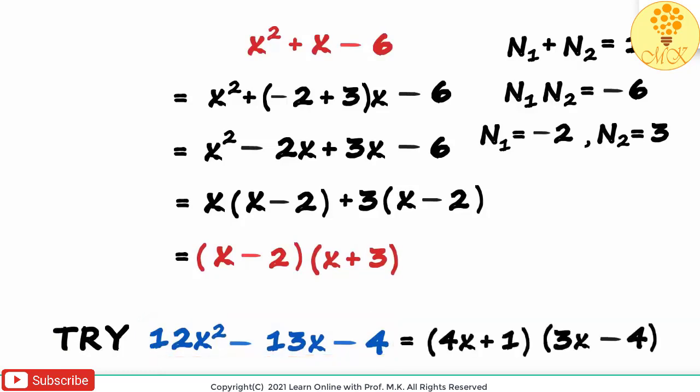This is the answer you should get. The two factors are 4x plus 1 and 3x minus 4. And the two numbers you would have got would be minus 16 and 3.